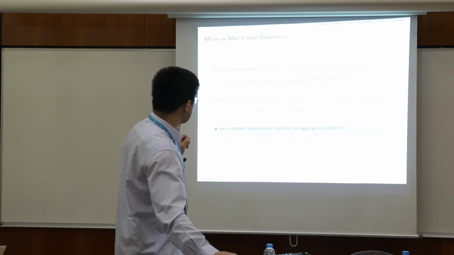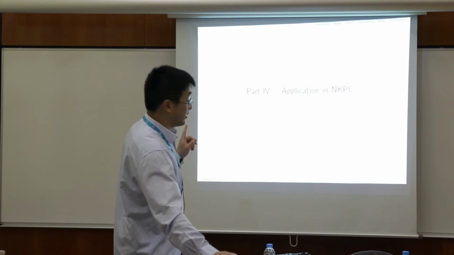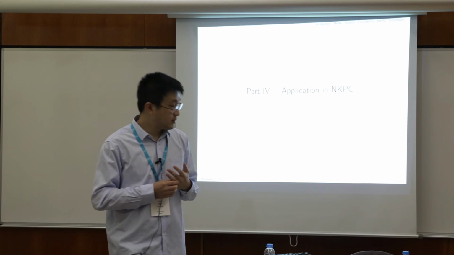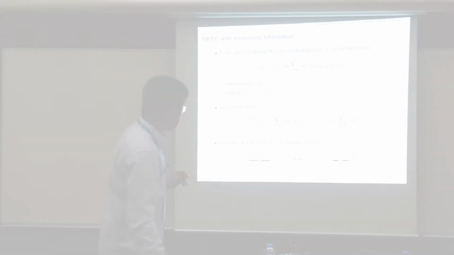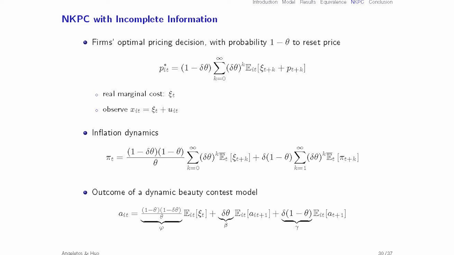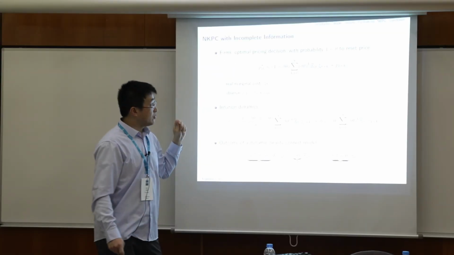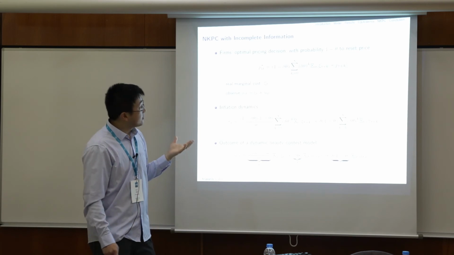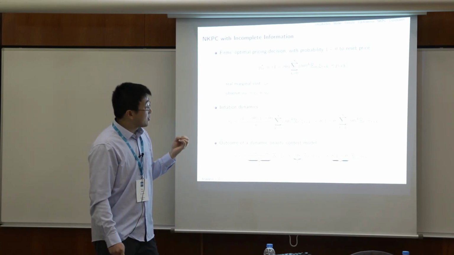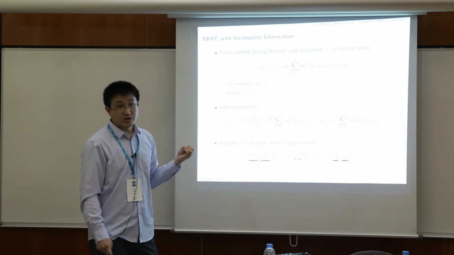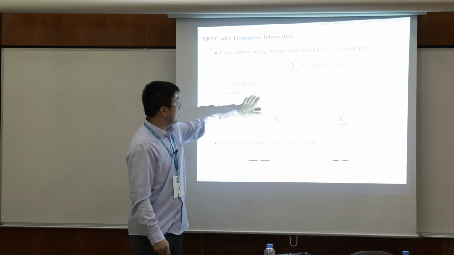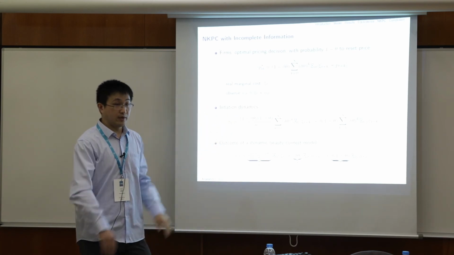So I'm going to skip this, and go to the application to actually show you the numbers to see whether they're falling on the line or not. This is the slide I showed you earlier about the New Keynesian Phillips curve with incomplete information. What I'm going to assume is the following. This is a standard firm's pricing decision. The modification we're going to make is that all these firms do not see the fundamental real marginal cost perfectly. All of them see a noisy version of the real marginal cost, with noise. It's the same as what we assumed earlier.